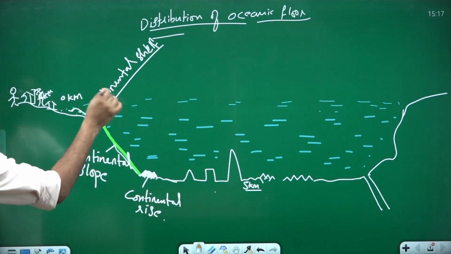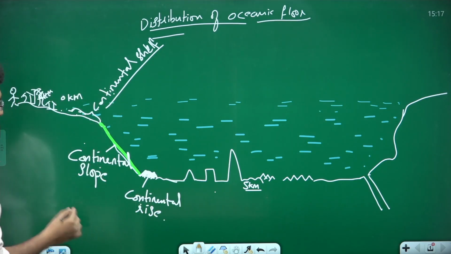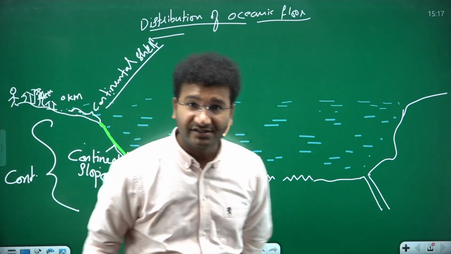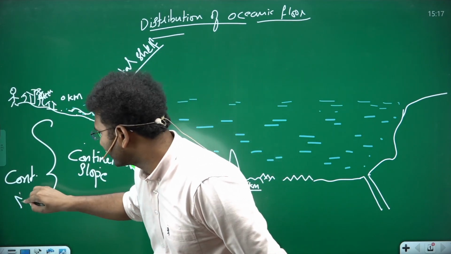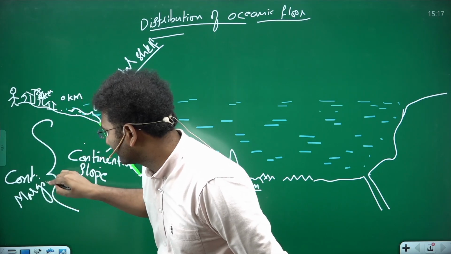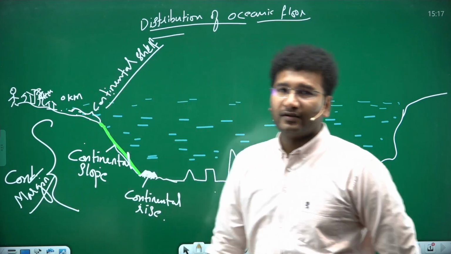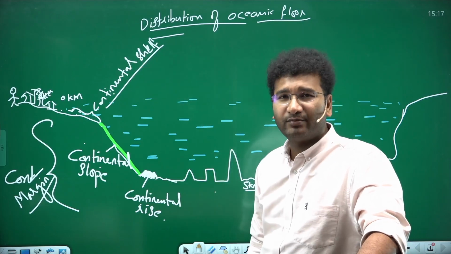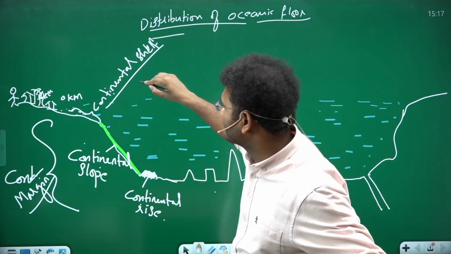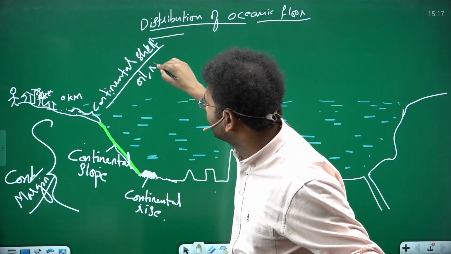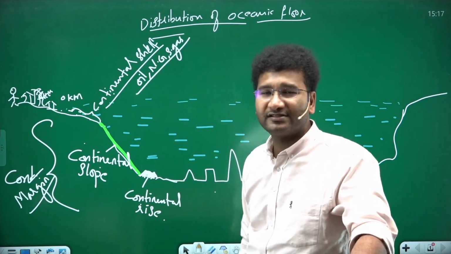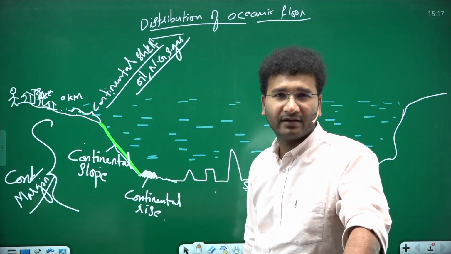So including continental shelf, continental slope and continental rise, we call this the continental margin, right? Continental shelves are very, very important. Why are they important? They are important because this is the place where you will find oil, natural gas, shale gas, all the major sediments that are there, they are present here, right?